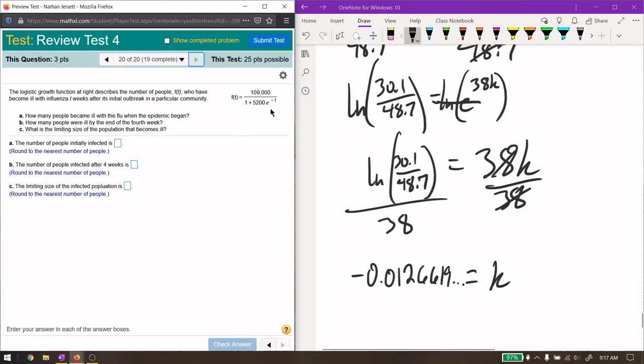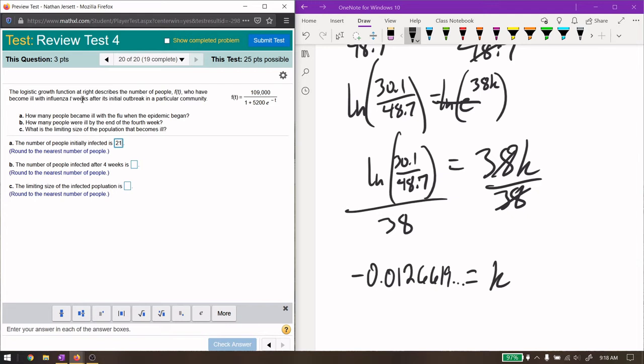Well, when t equals 0, e to the negative t becomes 1, because e to the power of 0 is 1. And we have 1 times 5200. That becomes 1 plus 5200, so it's 5201. We have 109,000 divided by 5201. Putting that in a calculator, 109,000 divided by 5201 gives us 20.957. Round to the nearest number of people. So it has to be a whole number because it's a person. That should be 21. 21 people were initially infected.